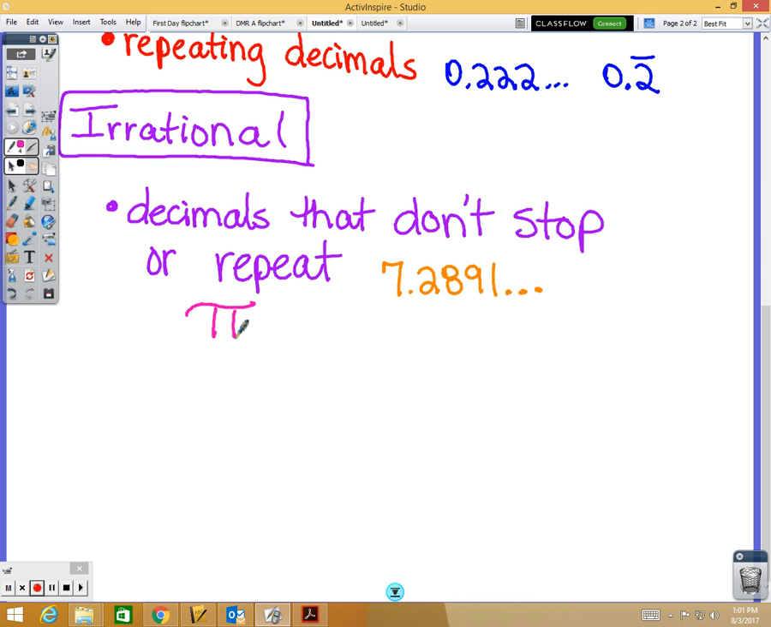Now, I don't know if yesterday we had time to talk about pi. I don't think we did. So let's make sure we add this into your notes. Pi.